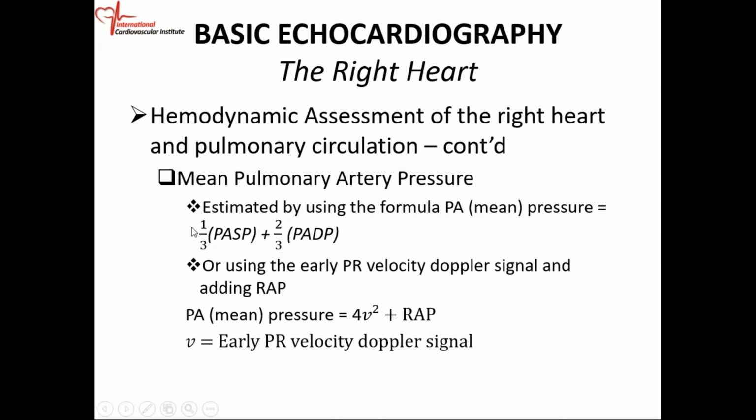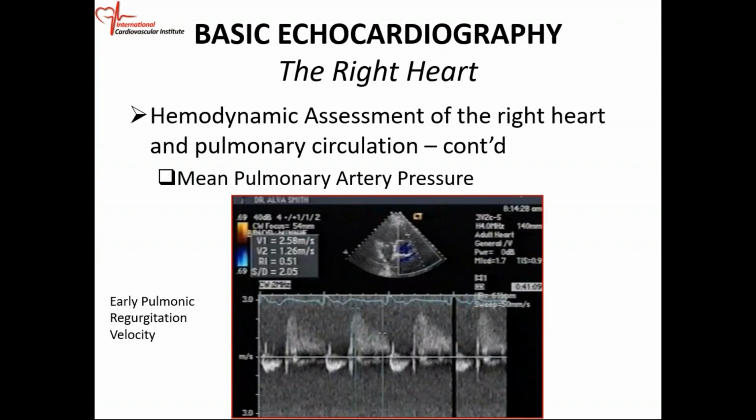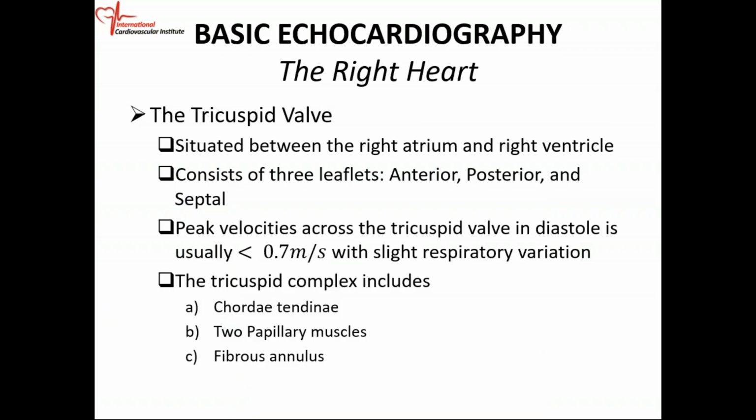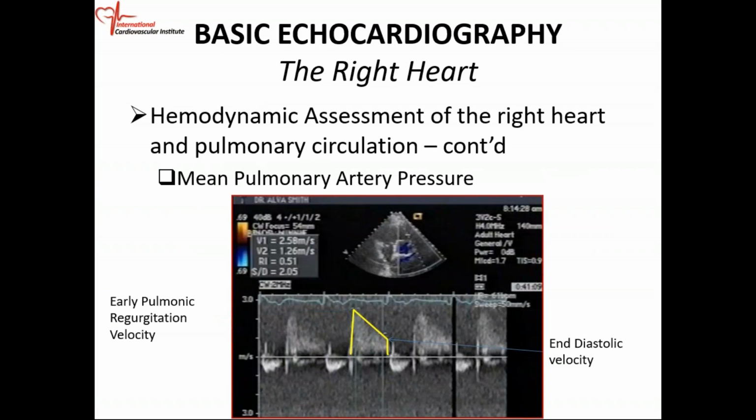The other way you can do it is 1/3 the PA systolic plus 2/3 the PA diastolic. Or if you have PR, you can use the early velocity, square it, multiply by 4, and get that. So again, that is your mean PA pressure. And when you look for the definition of pulmonary hypertension, it's the mean PA pressure. Okay, all right. So we're going to stop here.